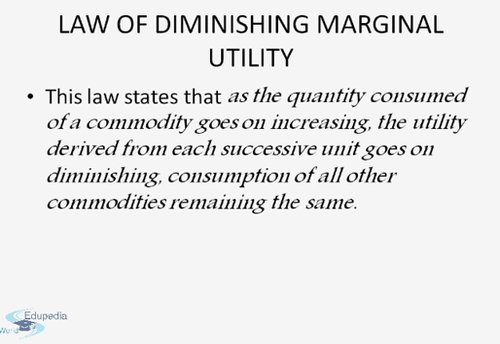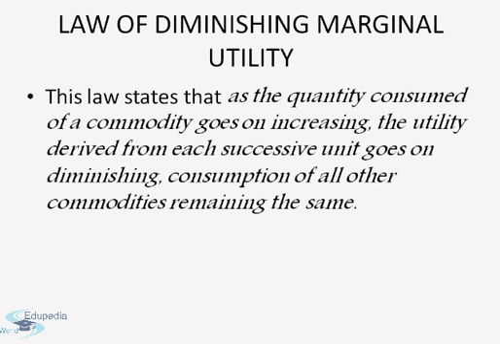Now, after defining total utility and marginal utility, let us explain what the law of diminishing marginal utility is. The law of diminishing marginal utility is one of the fundamental laws of economics. This law states that as the quantity consumed of a commodity goes on increasing, the utility derived from each successive unit goes on diminishing, consumption of all other commodities remaining the same. For example, if I start consuming ice cream, keeping the consumption of all other commodities constant, the utility which I will derive from each successive cup of ice cream goes on diminishing. This law applies to all kinds of consumer goods, durable or non-durable, sooner or later.